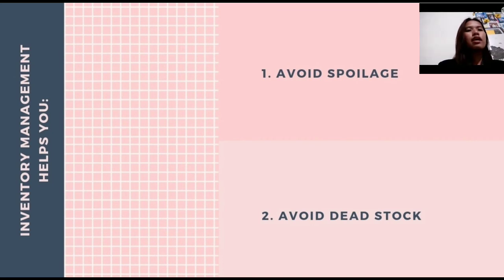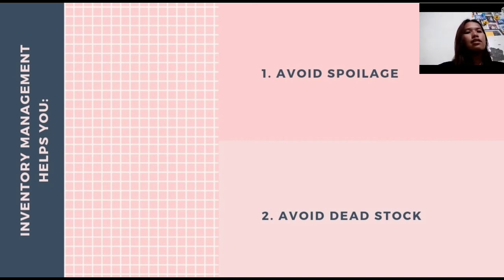If you're selling a product that has an expiry date, like food or makeup or other items which have an expiry date, there's a very real chance it will go bad if you don't sell it in time. So managing inventory effectively helps you avoid unnecessary spoilage. So next is it helps you avoid dead stock.